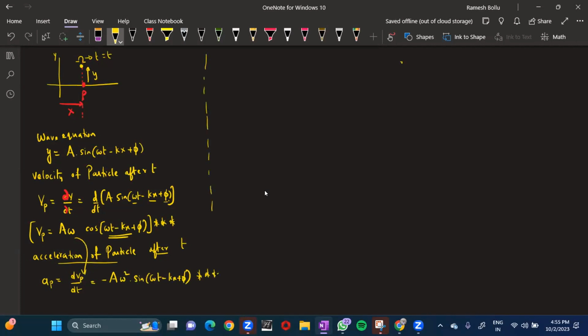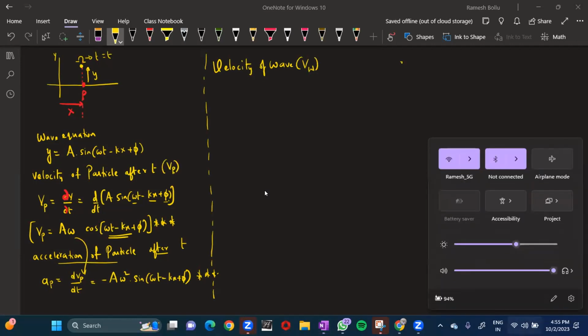Now, once again, I will revise briefly the velocity of the wave or speed of the wave. That is denoted with the symbol Vw. This is Vp. Vp means velocity of the particle. Vp is different, children, and Vw is different.